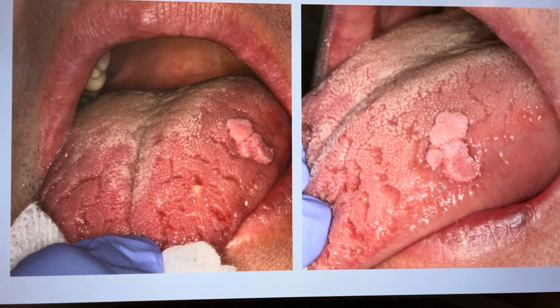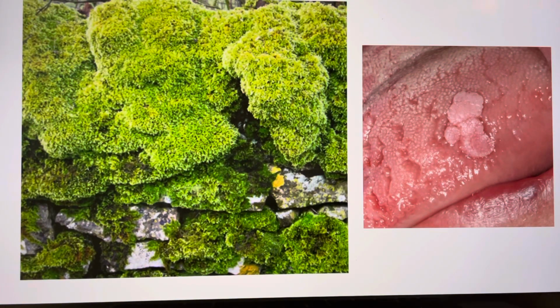This is condyloma. It's HPV type 6 and 11. It occurs in the oral cavity and on genitalia. It gets transmitted, and usually this is large and in multiple form, and we call it the moss pattern.